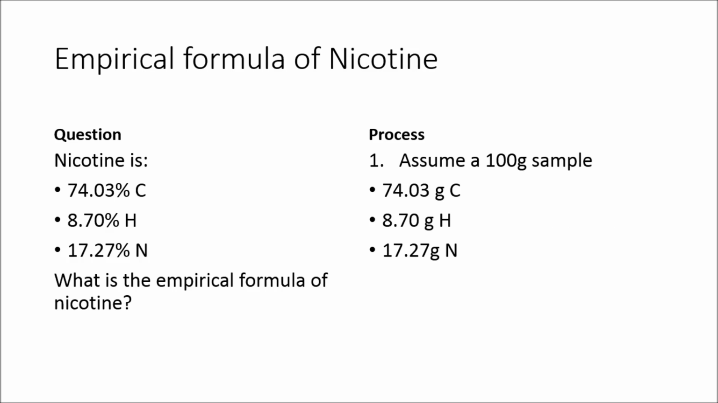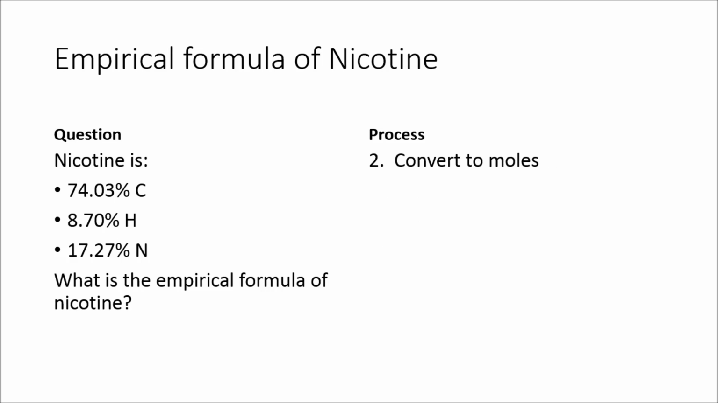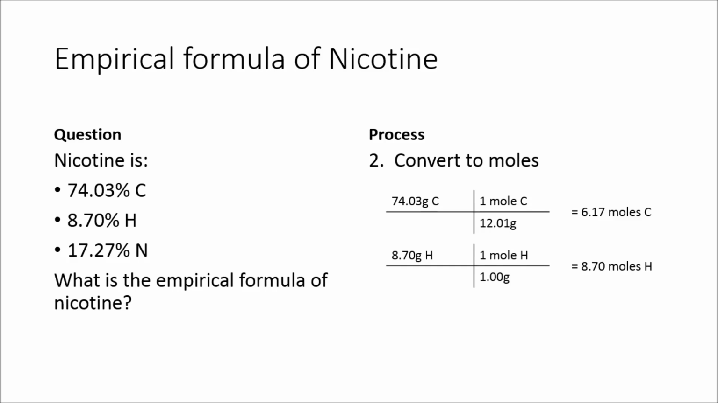So let's get started. Converting these to grams is simple. If we have a 100-gram sample, all of the percentages just become gram numbers. So 74 grams, 8.7 grams, 12.27 grams. Next, we're going to convert these to moles one at a time. We'll start with carbon, and converting that to moles means dividing by its atomic mass, and we get 6.17 moles of carbon. Next comes hydrogen at 8.7 moles. Next comes nitrogen at 1.233 moles.